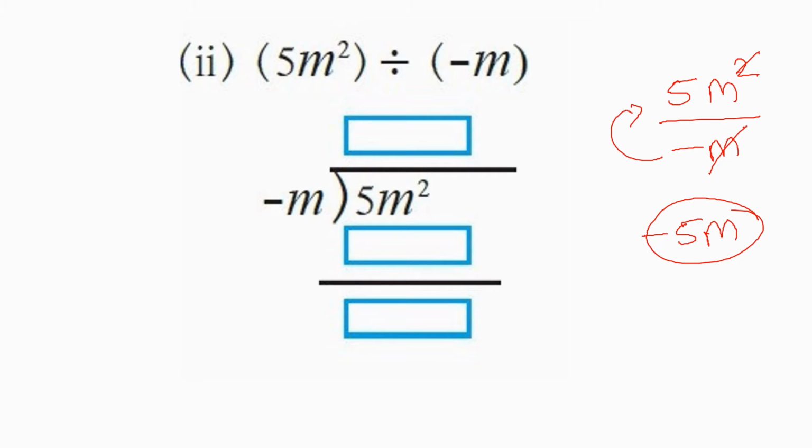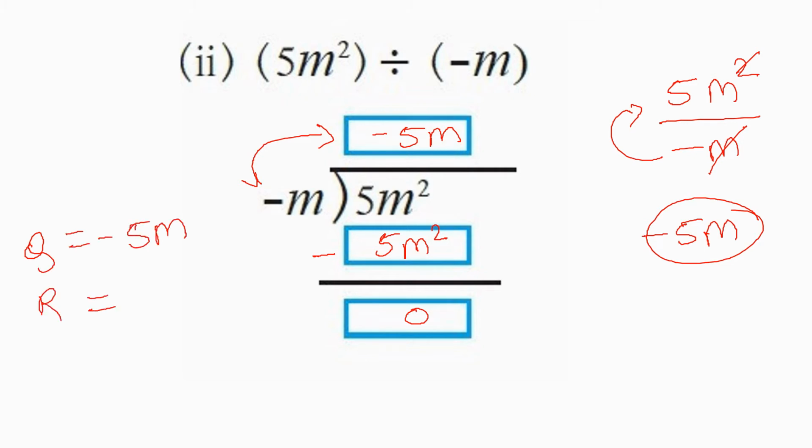So we can multiply here with minus 5m, and we know minus m into minus 5m will give you plus 5m square, which you can then subtract and the remainder will be 0. So we know our quotient is minus 5m and our remainder would be 0. Let us solve more such similar examples.